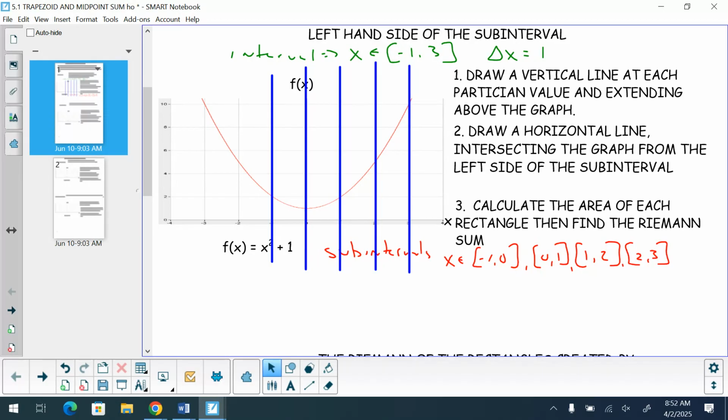But now the difference is you have an intersection point with your graph at the left-hand side of the subinterval. If I just look at my subintervals, I'm going to draw from -1, 0, 1, and 2. So from -1, I'm drawing over. From 0, I'm drawing over. From 1, I'm drawing over. And 2, I'm drawing over. We don't need a graph to see this. We could just look at the subintervals here and know that our height is going to come from the left-hand side of the subinterval.